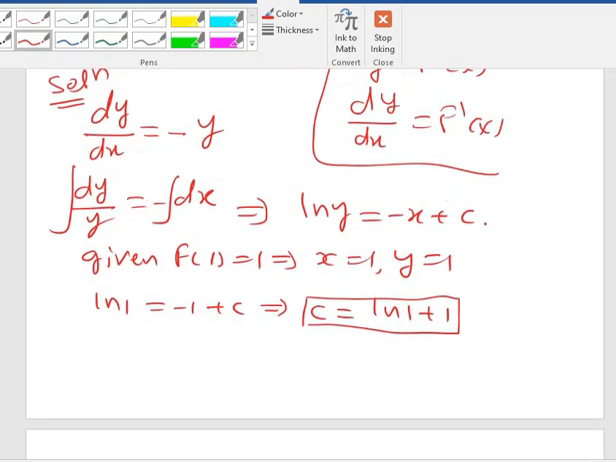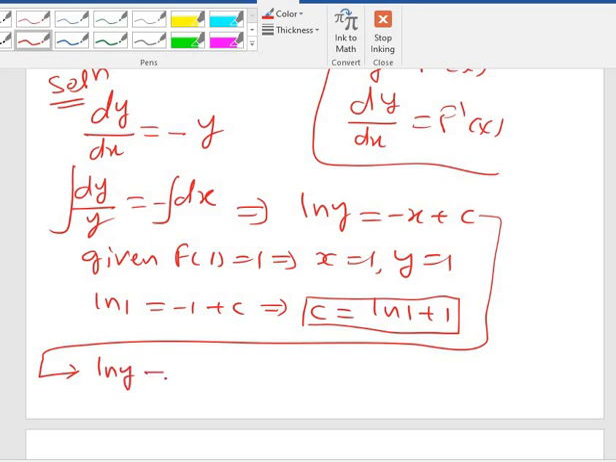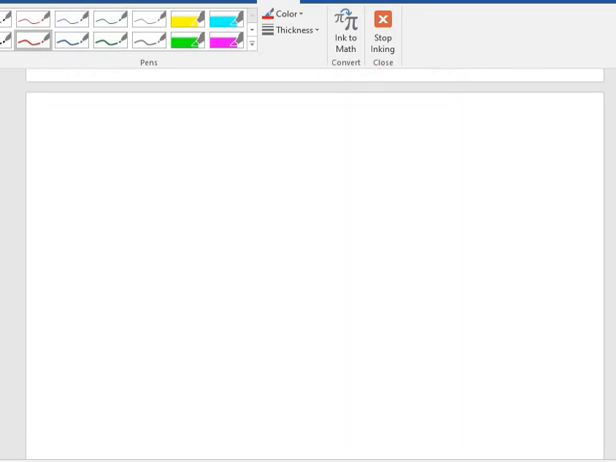So from this we can say that ln of y equals minus x plus c, where c means 1 plus ln of 1. Write the answer of ln of 1, or if you do not write, that is your answer, which is question number 3 in the worksheet. Next question, I am picking example number 4.